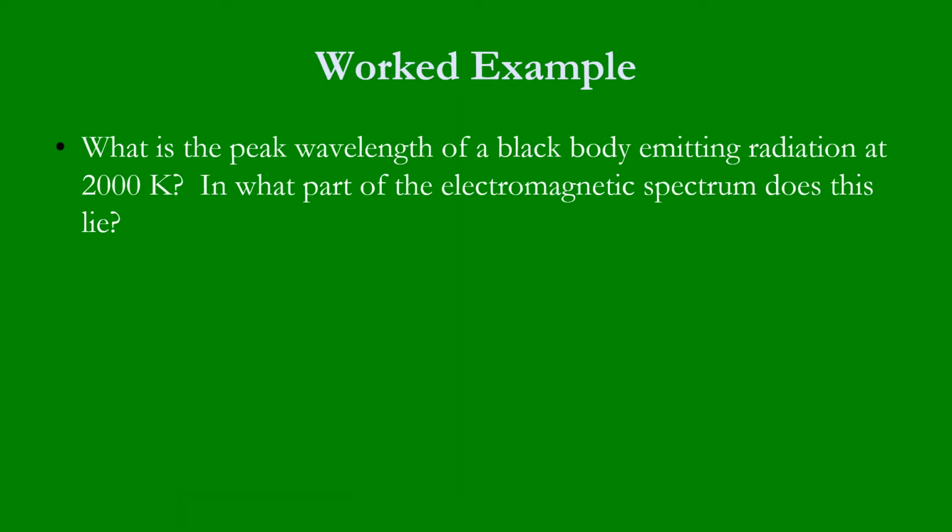So just a quick example using that equation. What is the peak wavelength of a black body emitting radiation at 2000 Kelvin, and in which part of the EM spectrum does this lie? Again, we're going to use the equation which is on your formula sheet, so you don't need to memorize it. So lambda max multiplied by T is equal to 2.9 times 10 to the minus 3 meter Kelvin.